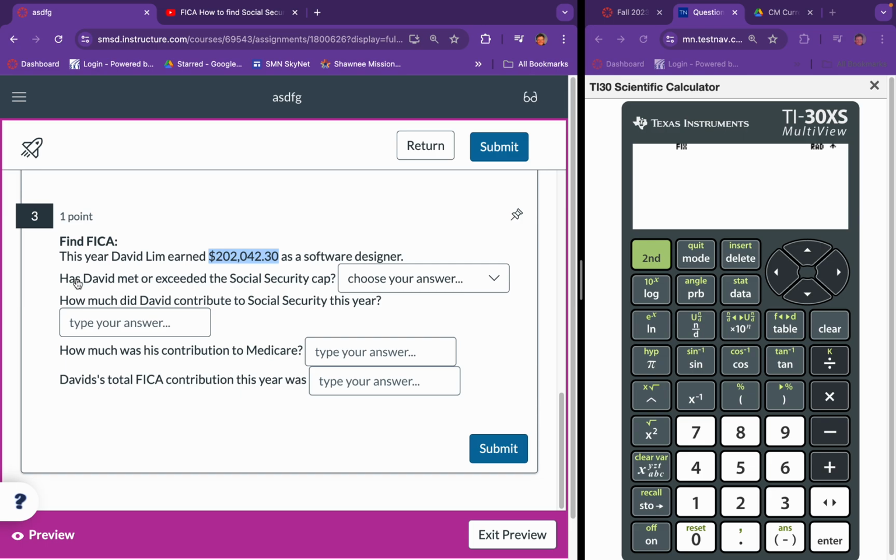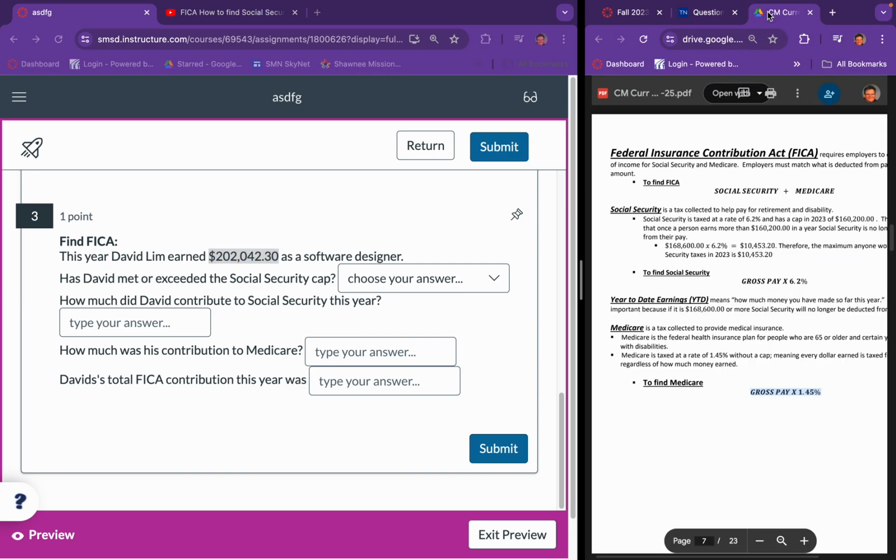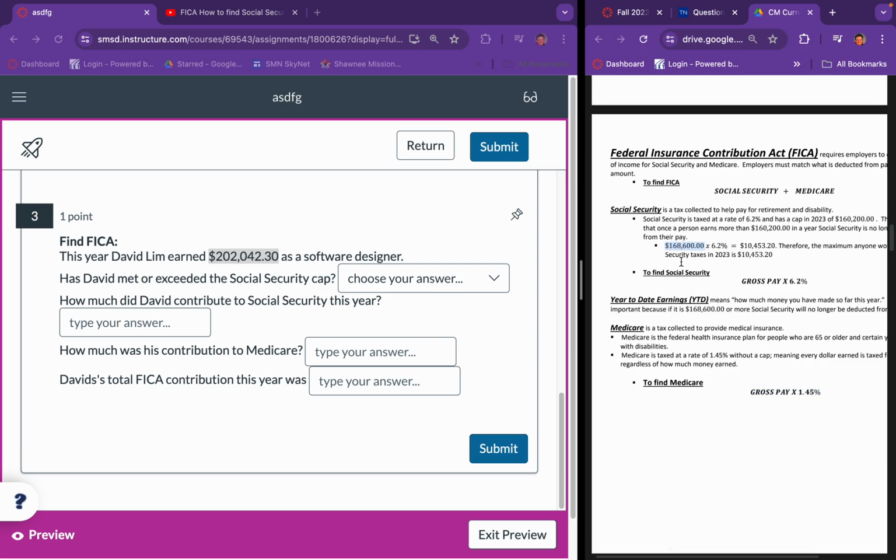So the first question is, has David met or exceeded the Social Security cap? If you don't remember what the cap is, and that's fair, the Social Security cap is $168,600. So if David earned more money than that, then he's only going to pay Social Security on $168,600. So whatever he made past that isn't going to get charged for Social Security.